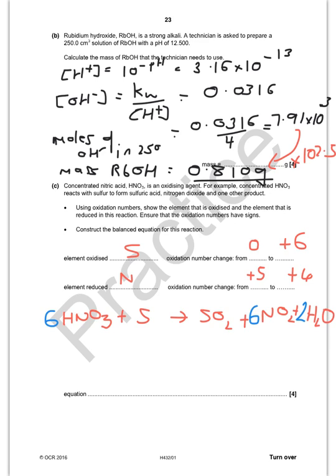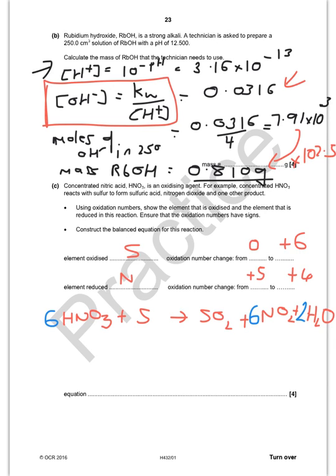Okay, so part B, rubidium hydroxide, I need to prepare a solution of pH 12.5. So how much rubidium hydroxide do we need to use? Well, first of all, we've got our pH, so from our pH we can work out the concentration of H+ ions. Once we've done that, we can use our Kw expression here to work out our concentration of OH minus ions.